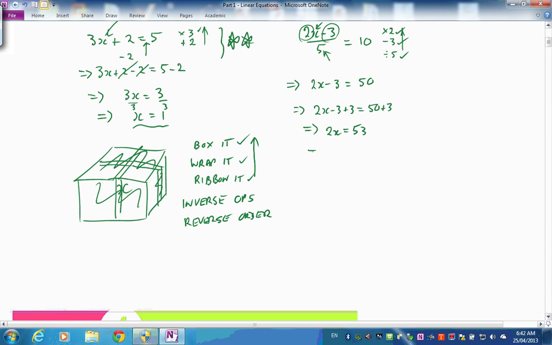Let's divide by 2. So do you want to put the steps in? Divide both sides by 2. So that means the answer is half of this one, 16, oops, hang on, 26.5. Okay, 53 divided by 2. Do you get the hang of it? This box and gift idea, unwrap your present, is not a bad way of thinking about it.